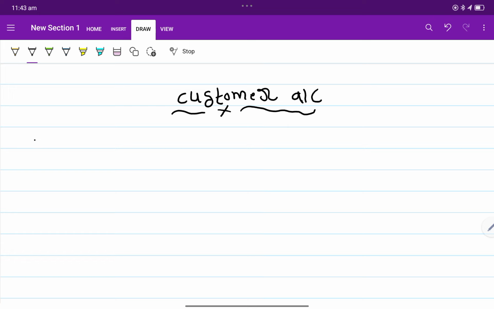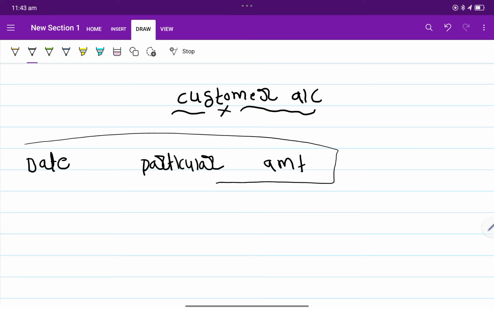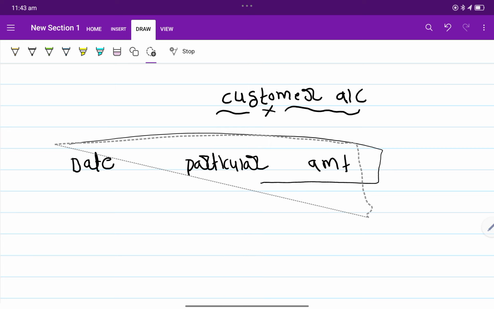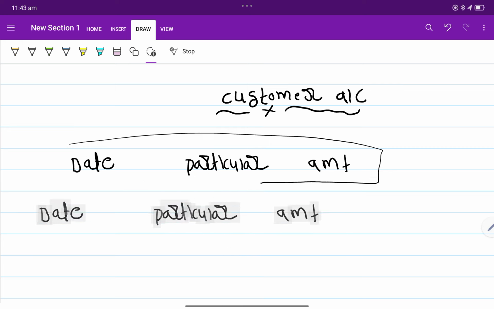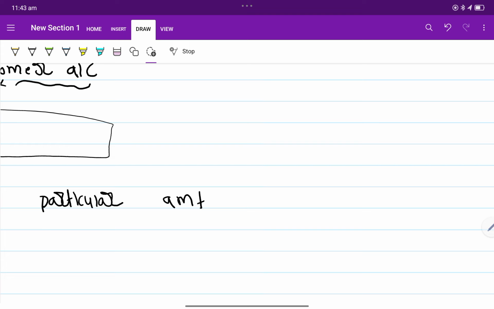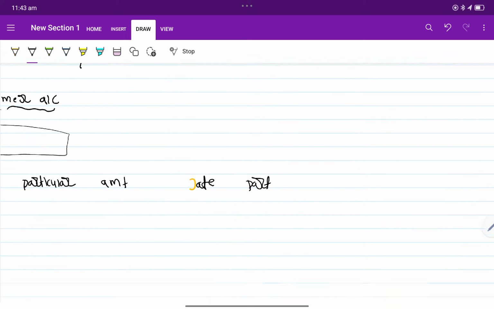So you have to prepare the ledger. First one is date, particulars, amount. Next, date, particulars, amount.